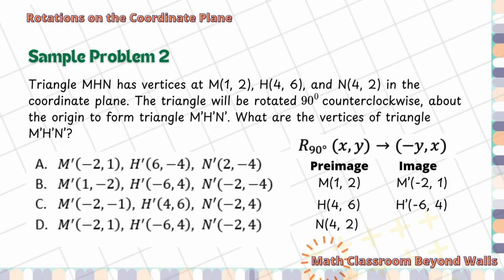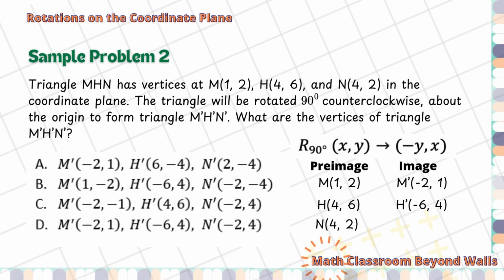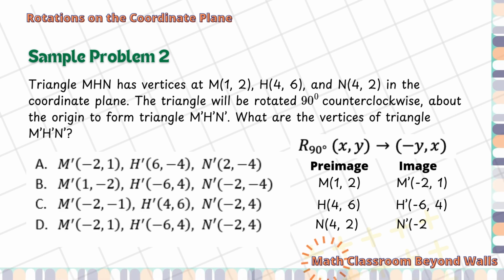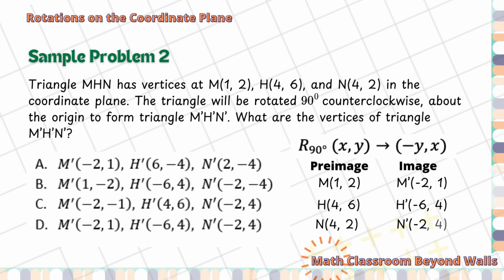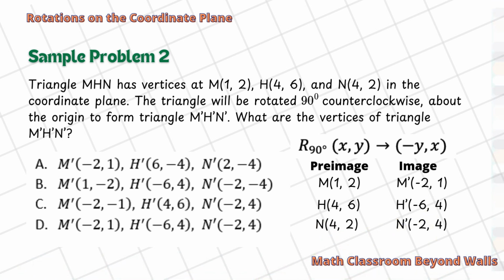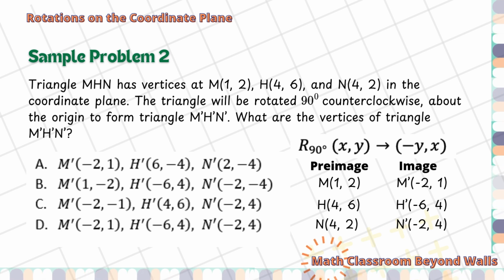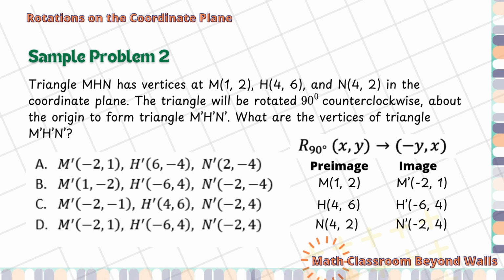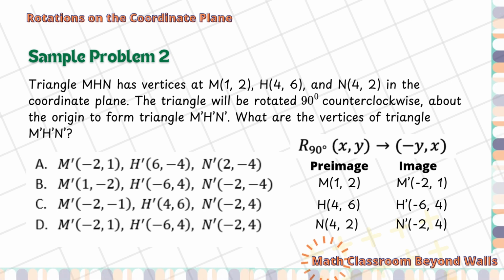On N, we have (4, 2). Applying the rule, the x-coordinate of N prime will now be negative 2, while the y-coordinate of N prime will now be 4. Now, we can answer the problem. Which of the options is the correct answer, learners?